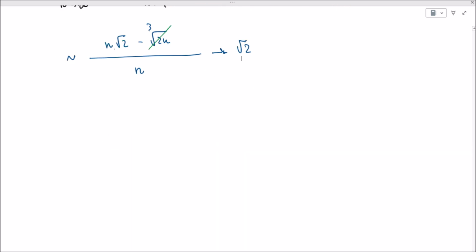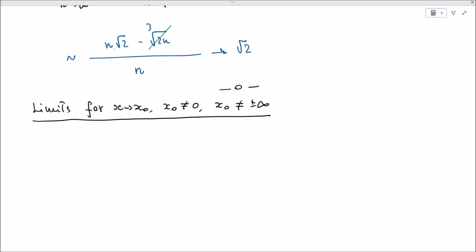Now the next topic that we want to cover is what we can do when we have limits for x that goes to x naught, with x naught different from 0 or from plus or minus infinity. Because what we have done so far is always evaluating limits for x that goes to 0 or plus or minus infinity. And what if instead we have a limit in undetermined form where x goes to x naught? So the fundamental idea here, the hint, is the following.